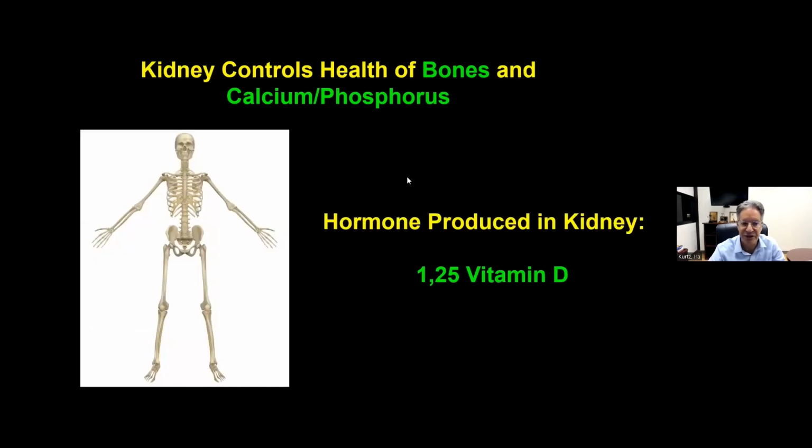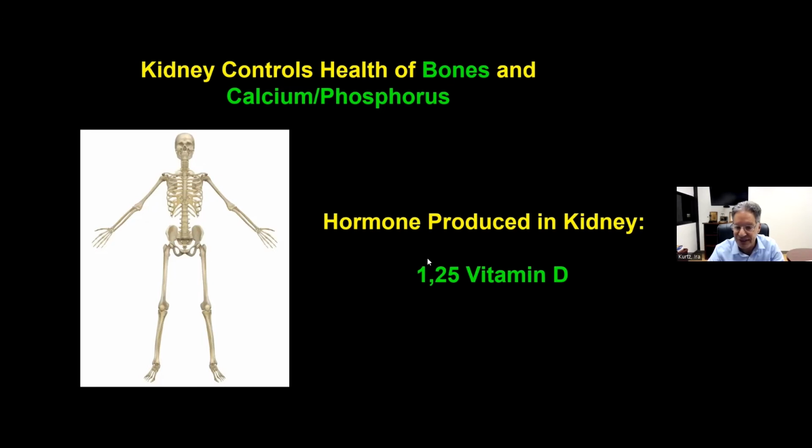What else does the kidney do? Well, the kidney controls the health of your bones because it determines the amount of calcium and phosphorus that's in your body. The kidney controls calcium because it makes the key vitamin D hormone called 125 vitamin D. When you take vitamin D tablets from the pharmacy or in a vitamin pill, that's not the active form of vitamin D. The kidney takes that vitamin D and turns it into the active form called 125 vitamin D.